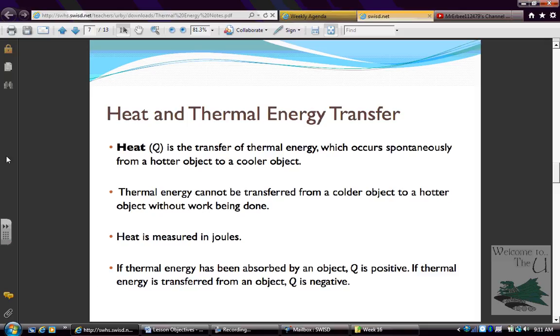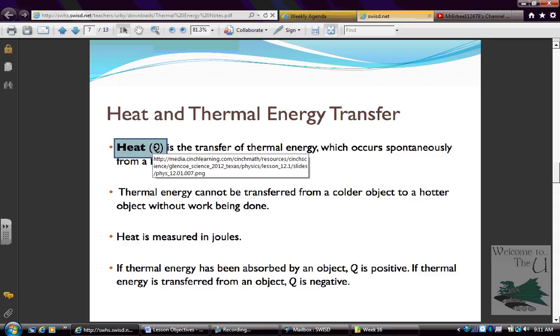Okay, so heat and thermal energy transfer. How is heat transferred from one object to another? That's going to be important for us to go over. The first thing you need to know is that heat is going to be represented by a capital Q in our equation. So if you see a capital Q, that's going to be referring to heat. We don't use a capital H.